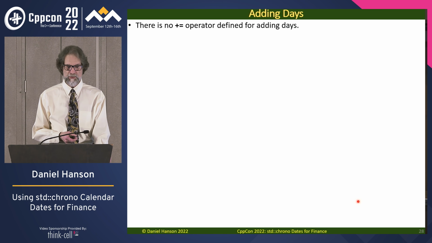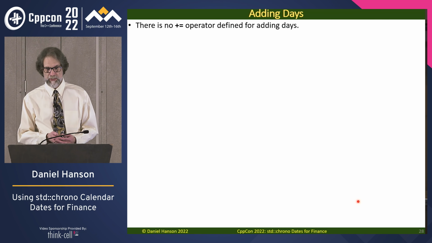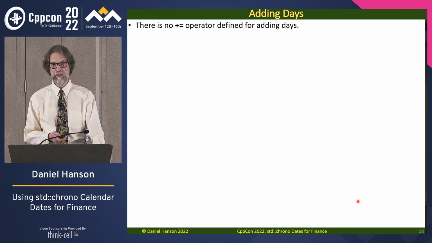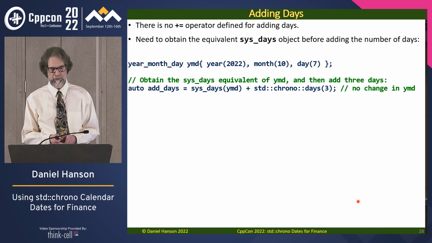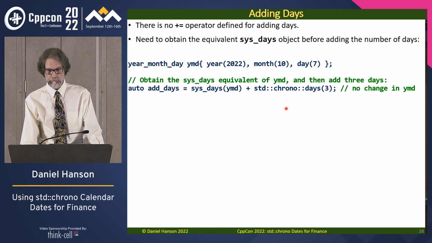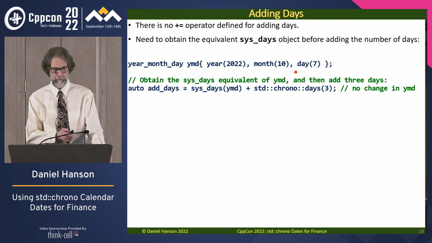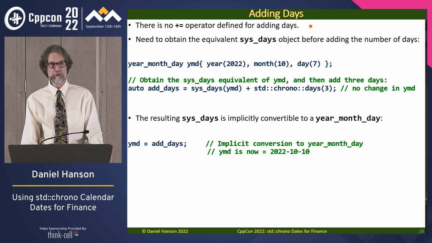For adding days, there is no addition assignment operator. So in this case, you're back to converting to sys_days. So it's the same kind of thing as before, but we add std::chrono days with an argument of 3, so 3 days. And again, this is implicitly convertible back to a year_month_day object, so you can reassign it.